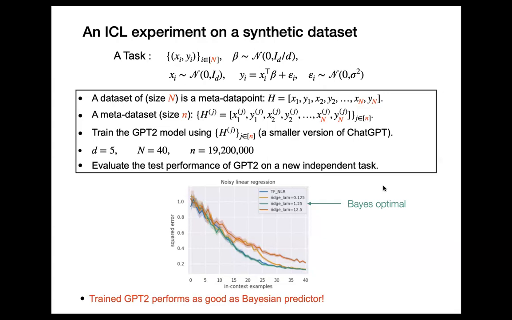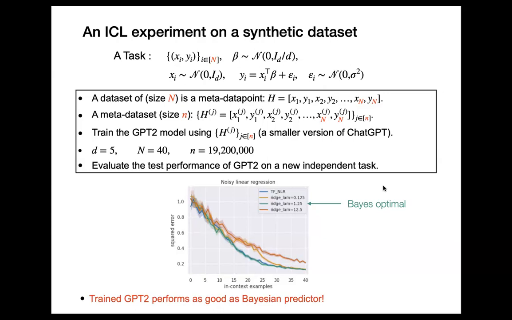And the other line is the trained transformer. It overlaps with this green line. And if you look at ridge regression with some different parameters, the yellow and red lines, you will see that it's suboptimal. So this figure demonstrates that not only can this pre-trained transformer perform in-context learning, but it can perform in-context learning in some optimal way. Optimal means, in this experiment, it's Bayes optimal.